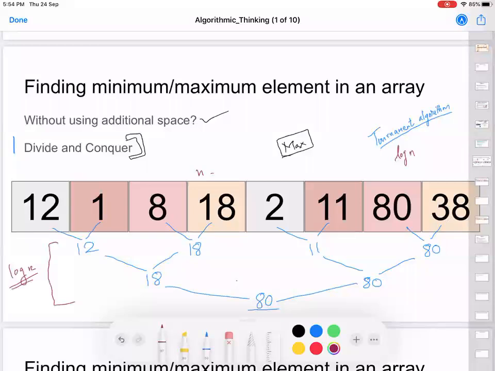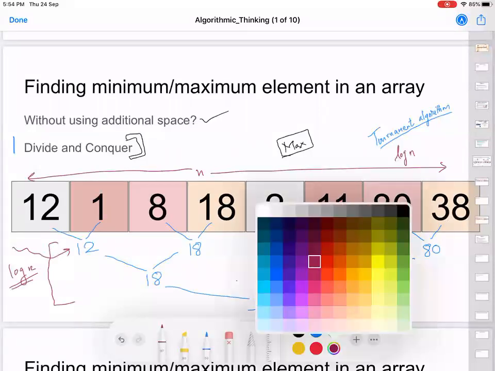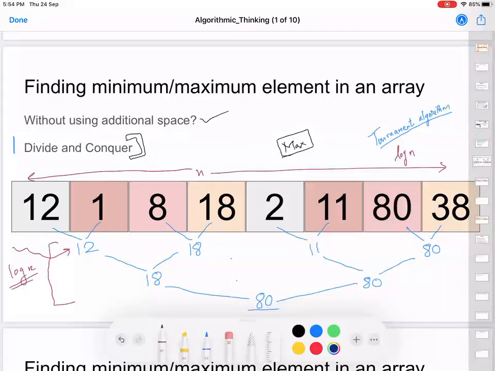So let's say the size of this array is n here, right? How many comparisons did I do at this first step here? For every 2 elements, I'm doing one comparison. So one comparison for these two, one comparison for these two, one comparison for these two, so on and so forth. So at the first step, I have done n by 2 comparisons.